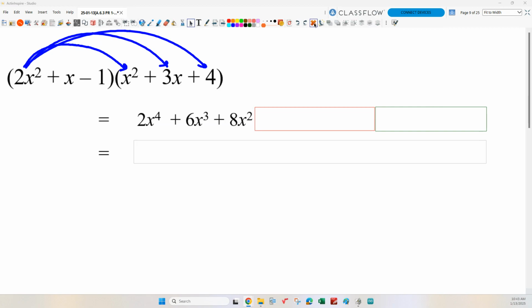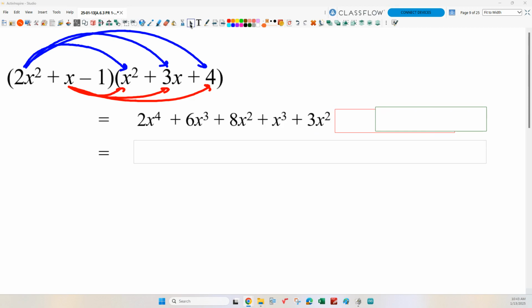I agree, that's what you get. Take a look at that. Give me thumbs. You agree? Does that all make sense? Okay, what gets distributed next? X, right? 1x, good. So distribute this guy. First term going to be x times x squared, x cubed. Next term, 3x squared. And last one, x times 4, 4x.